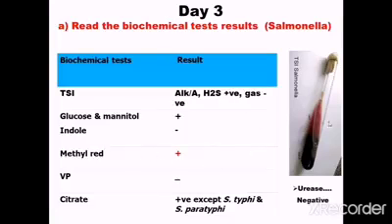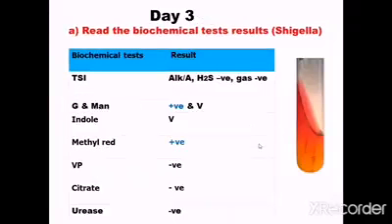In case of Salmonella, the TSI reaction is alkaline slant, acidic butt with H2S production, and that is why there is blackening and you cannot see the acidic butt. And obviously gas negative. It is methyl red positive, and the rest of the reactions are negative in case of Salmonella typhi. Citrate is positive for the rest of the species except Salmonella typhi and Salmonella paratyphi. So it means Salmonella typhi is citrate negative.